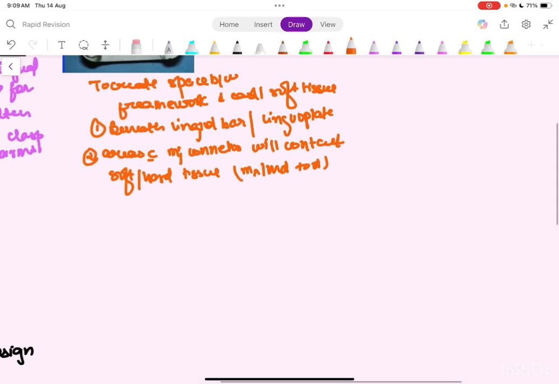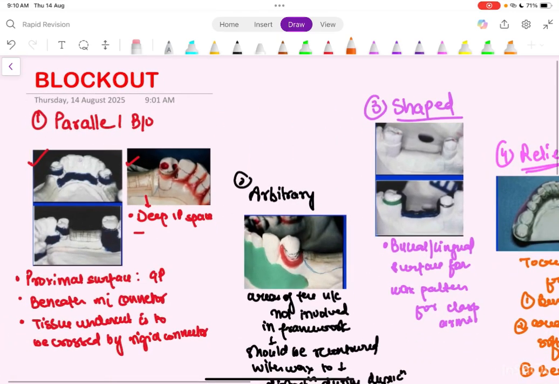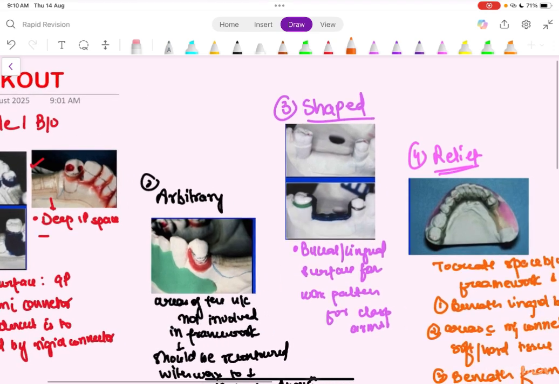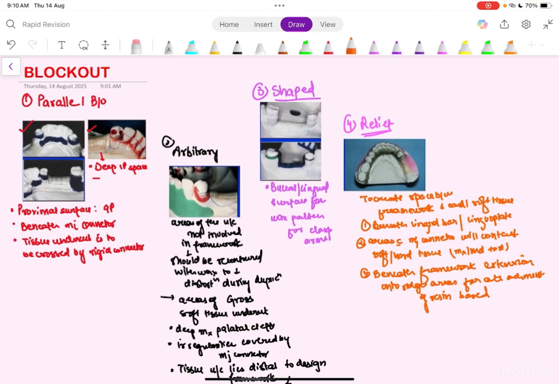Then beneath the framework extension onto ridge areas for attachment of resin bases. So I hope I made it easier for you to understand. So basically you have to be thorough with all the indications of them. And just to summarize, okay, so this much is fine.